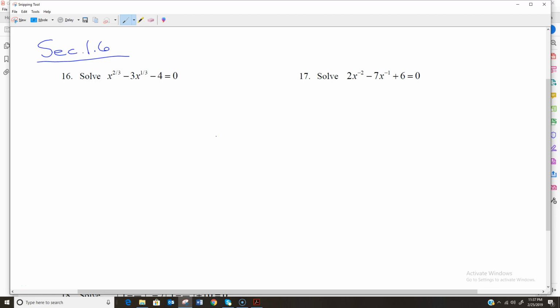So for both classes, we didn't get quite as far in section 1.6 as I wanted to. So I'm going to pick up there, and then we'll go into section 1.7.